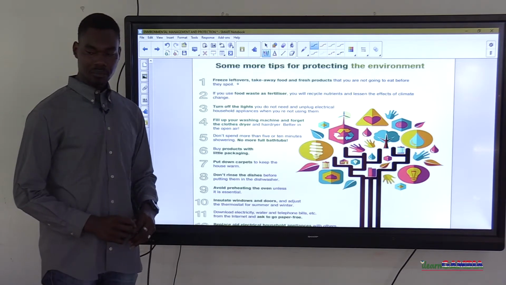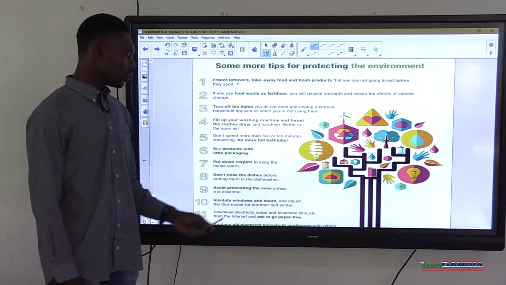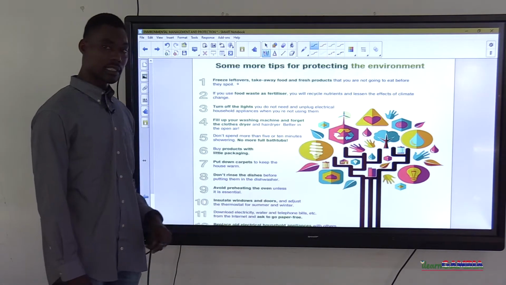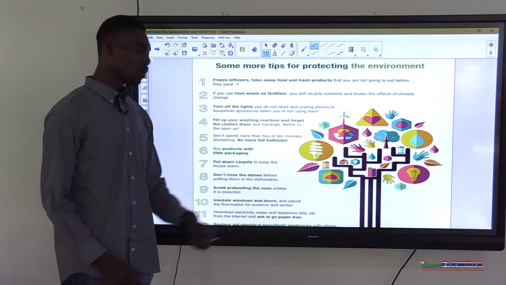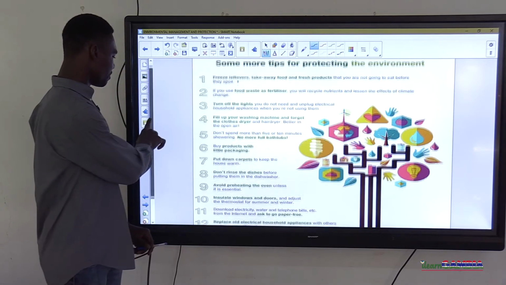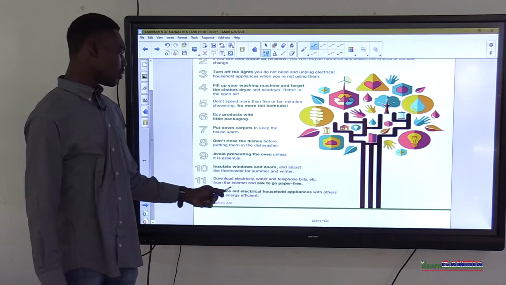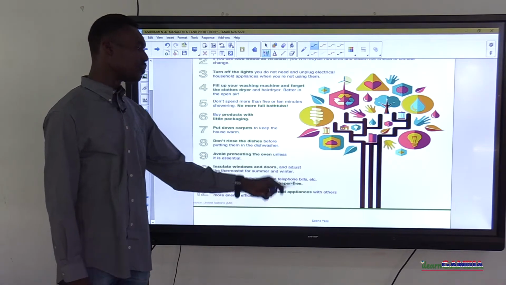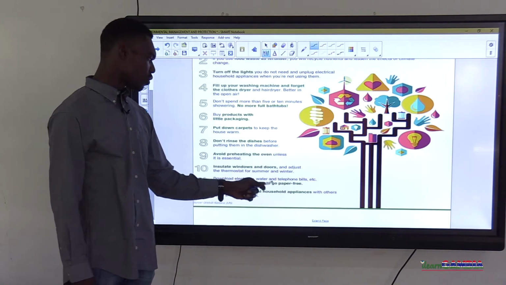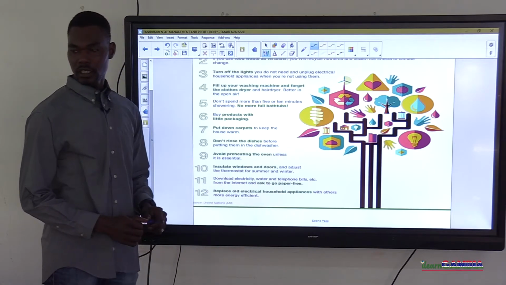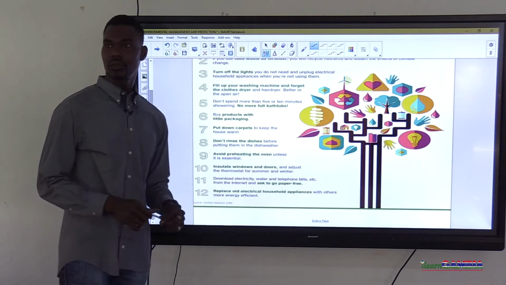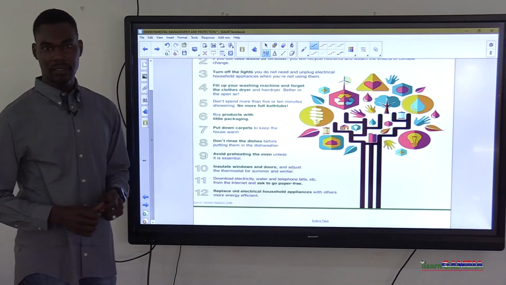Then 10, insulate windows and doors and adjust the thermostat for summer and winter. Point 11, download electricity, water and telephone bills, etc., from the internet and ask to go paper free. This is also important to avoid littering, because having a lot of papers, you may end up throwing them and littering the environment.